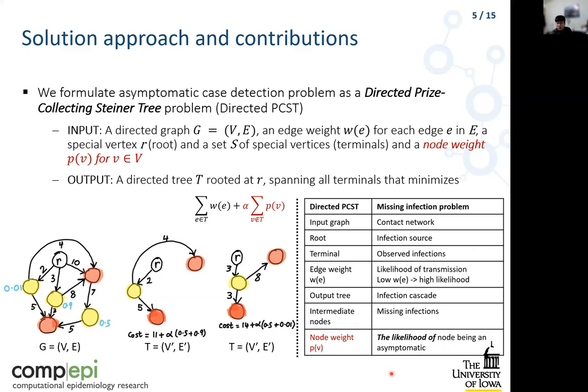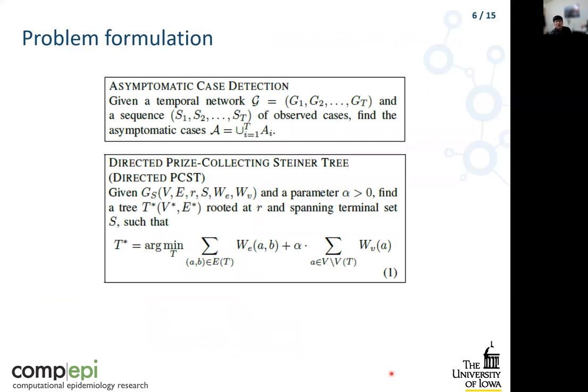Okay, so now let's look at the formal problem definition. In asymptomatic case detection, we are given a temporal network and a sequence of observed cases, and the goal is to find asymptomatic cases over time. We propose to solve this using directed PCST, as we discussed in the previous slides. So now I'll discuss how we prepare the input for the directed PCST and how we solve it.